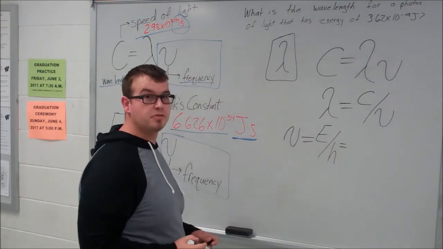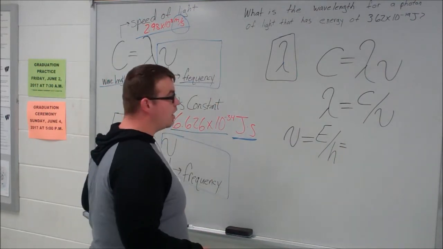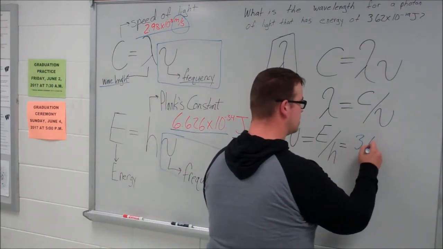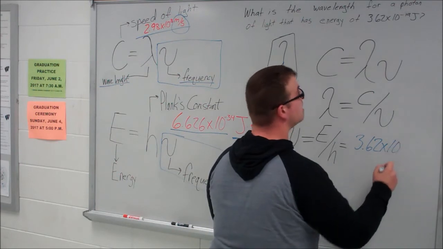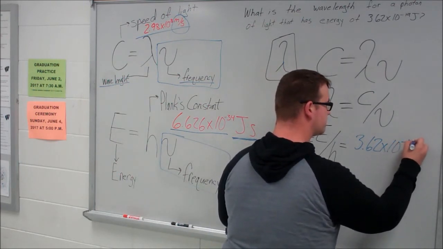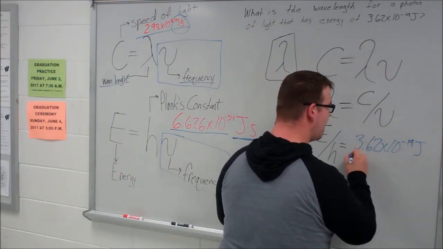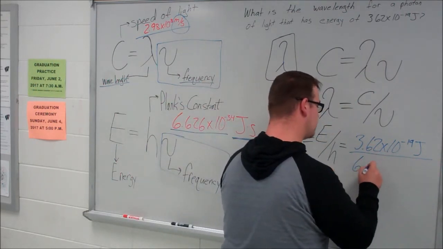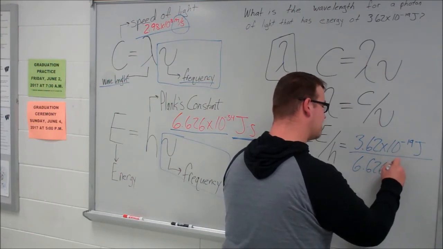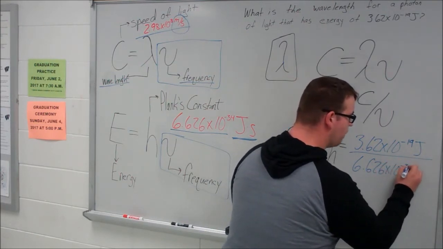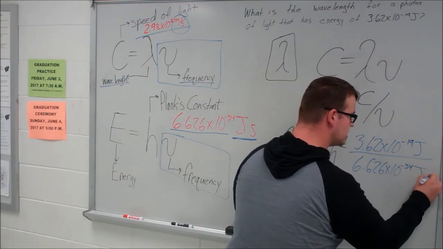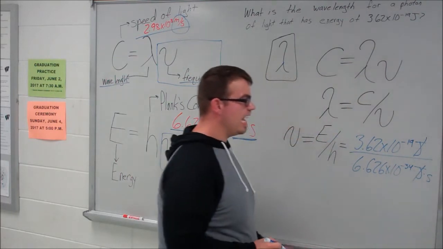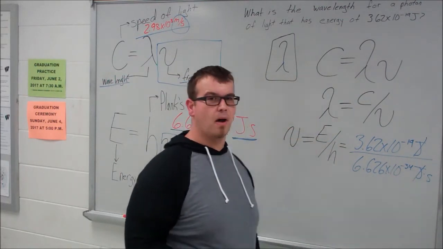And go on and substitute those numbers in. So go on and substitute in for energy the 3.62 times 10 to the negative 19th joules divided by Planck's constant, which is 6.626 times 10 to the negative 34 joules seconds. This is good because joules will cancel and it'll leave you with seconds on the bottom.